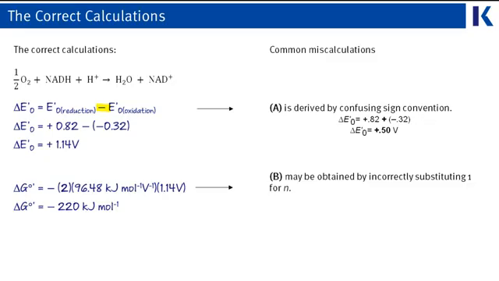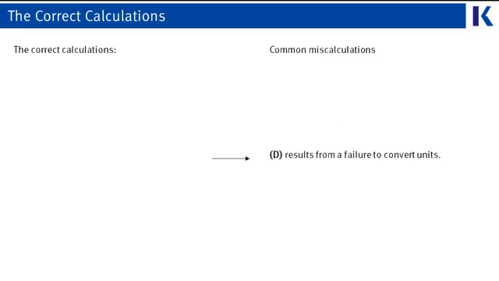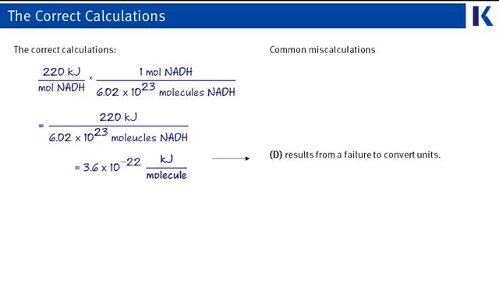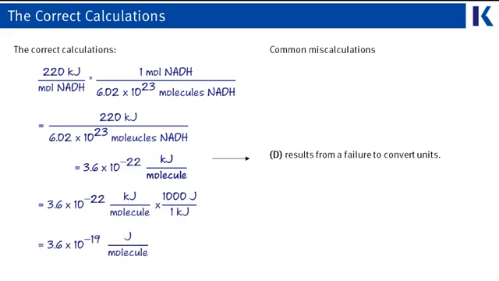Okay, so now we have the energy released per mole of NADH, and we just need to divide by Avogadro's number to get the energy released per molecule. Finally, we have the energy released per molecule. However, if you're not mindful of units and go looking for a match, again, you'll find a wrong answer that matches. Only after converting from kilojoules to joules will we have arrived at the correct answer.